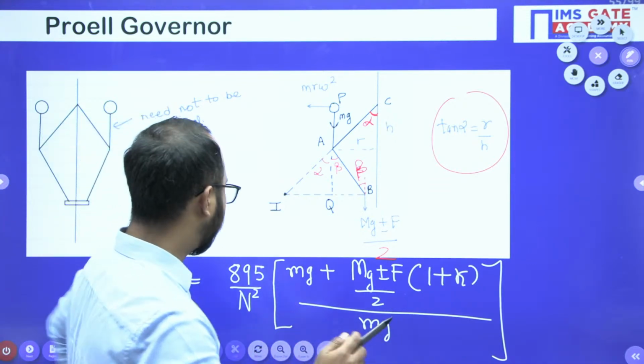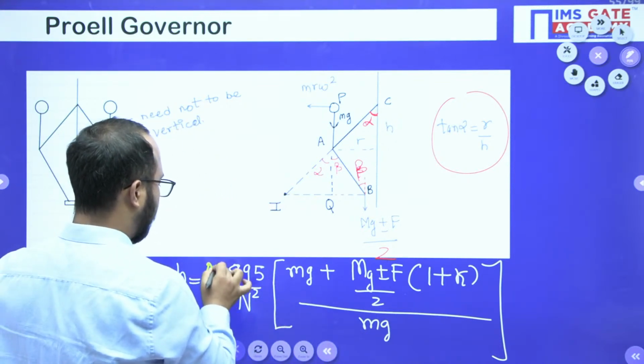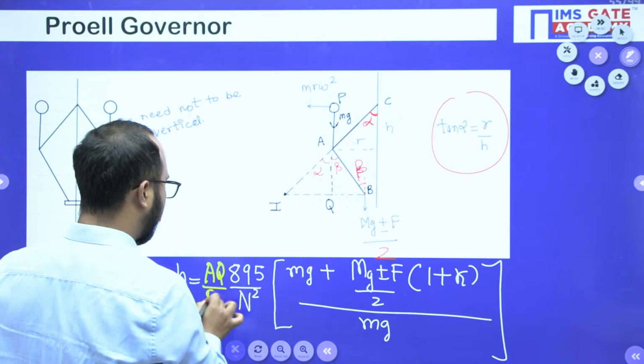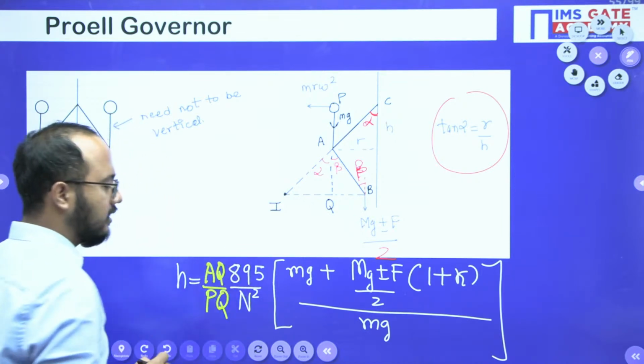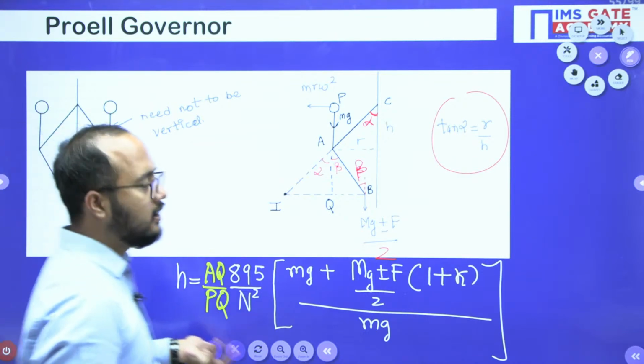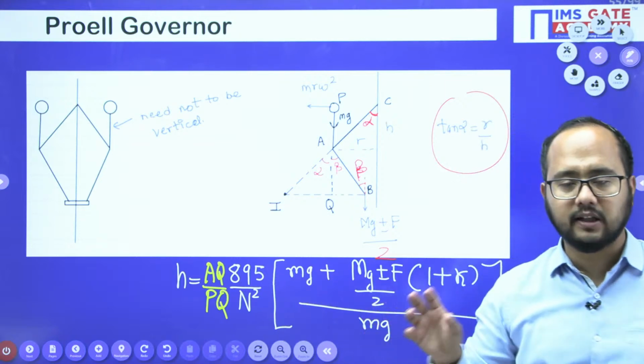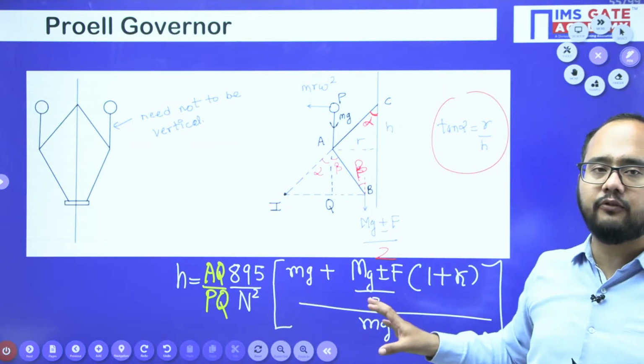Okay, actually, see, here you will see distance AQ divided by PQ. This fraction you need to consider. Now again, why this fraction is there? Why only AQ by PQ? Actually, through the derivation only it will come. But for the examination point of view, you have to remember the formula.